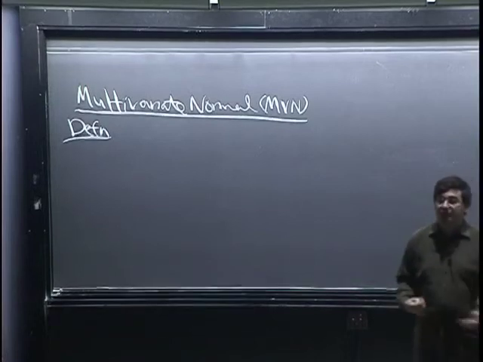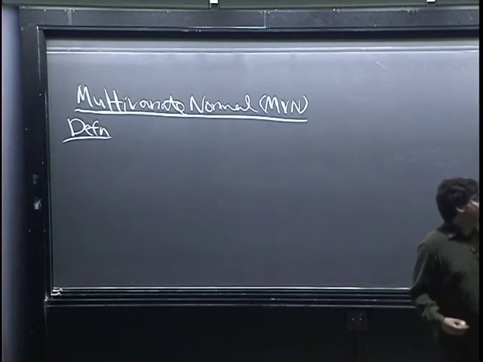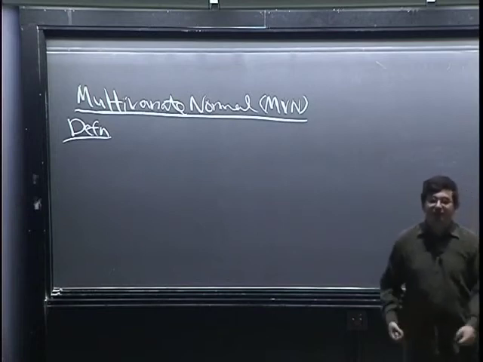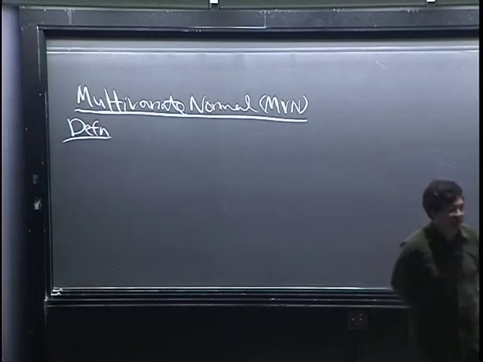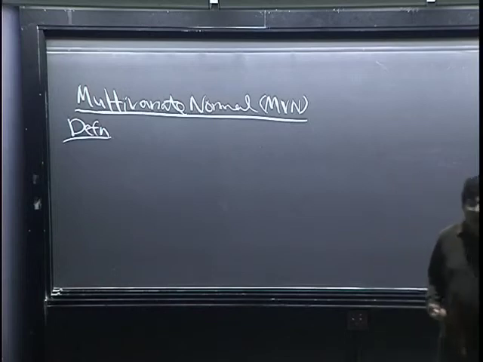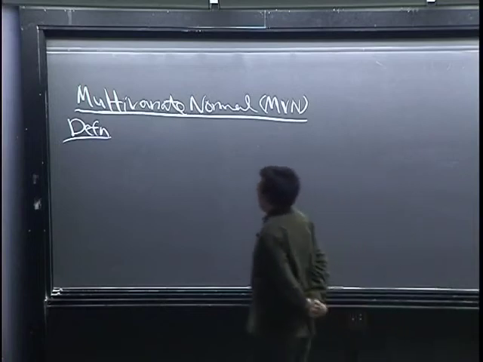Chi-squared we defined in terms of the normal. T was defined in terms of normal and chi-squared, but in turn that's defined in terms of normal. And we're going to define multivariate normal in terms of just normal, right? Everything is based on the normal distribution today.